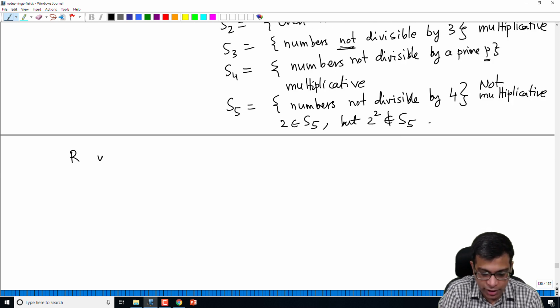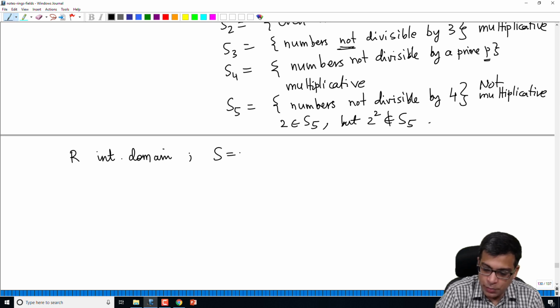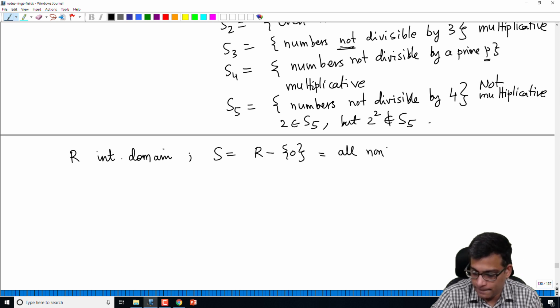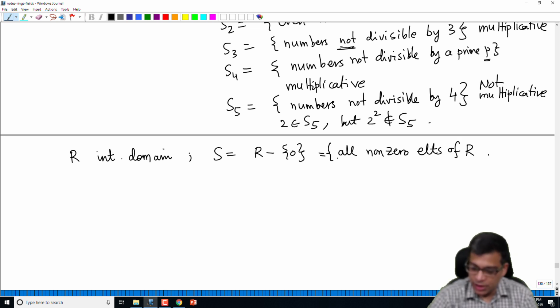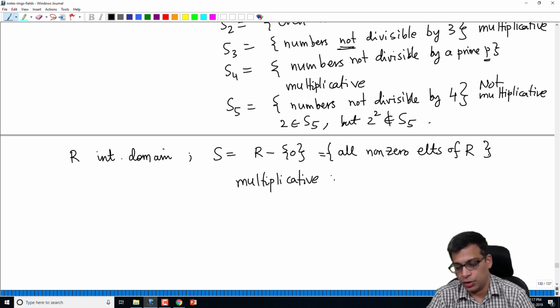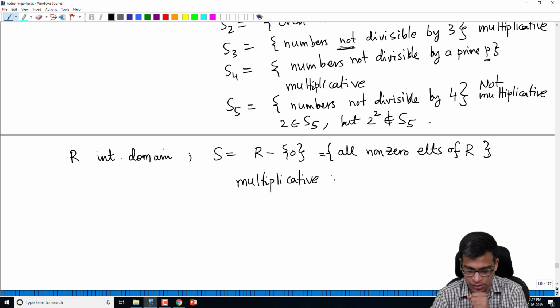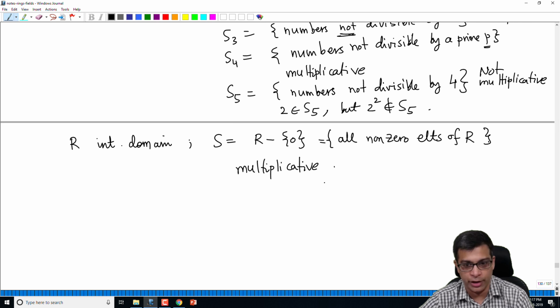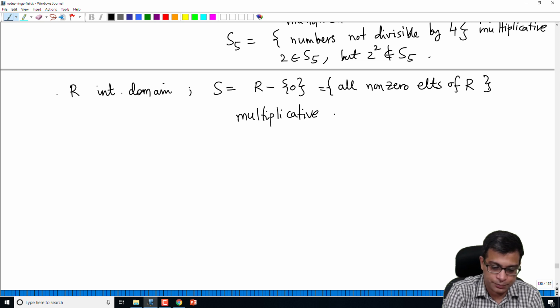More generally, if you have an integral domain, you can take S to be R minus 0, so all non-zero elements of R. This is multiplicative also, because if you multiply two non-zero numbers, their product is non-zero. So if two elements are in R minus 0, their product is also in R minus 0. Remember that this will not be multiplicative if R is not an integral domain, because there will be two non-zero elements whose product is 0. So that will not be multiplicative.